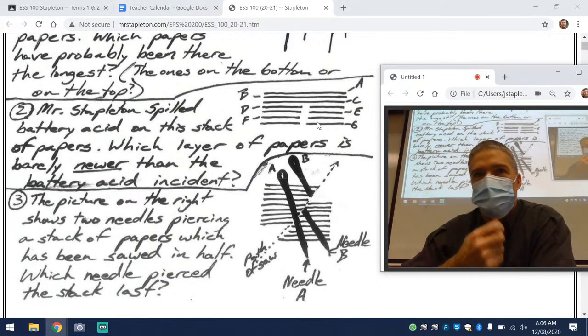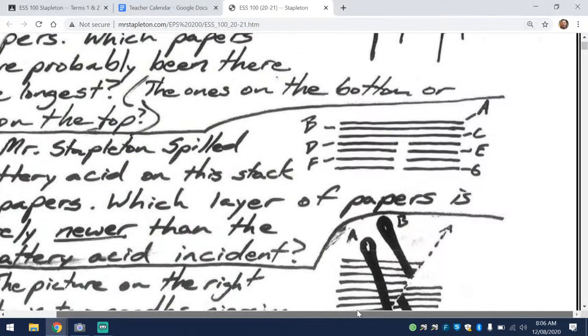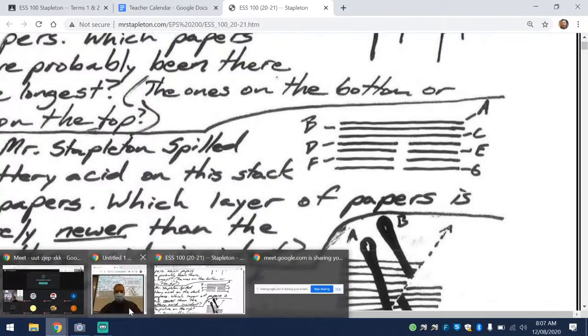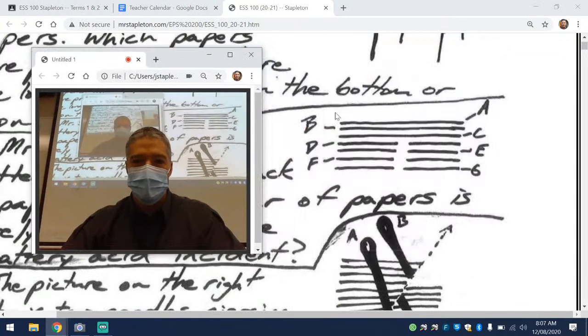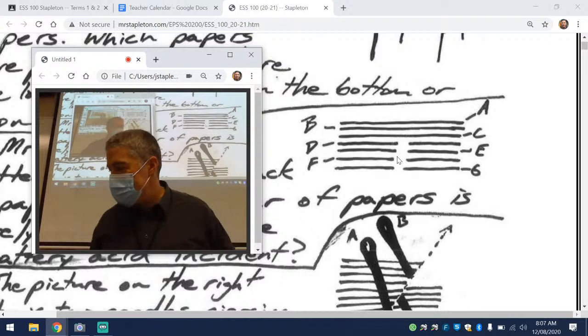Just blurt it out if you know it. I'll zoom in. Can you see what the battery acid did, first of all? You see the damage that it did? The damage is right here. It burned this hole. So which paper was laid down right after the spill? C, yes. So this is called the law of cross-cutting relationships.